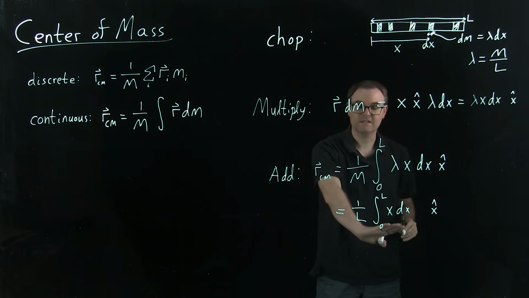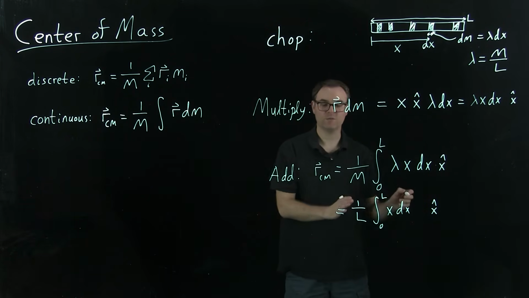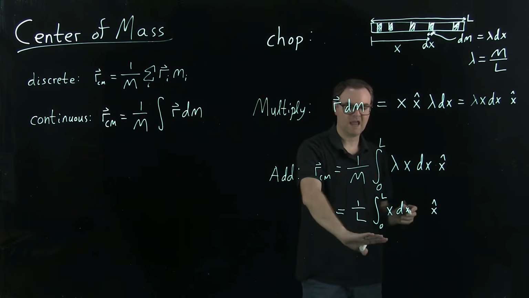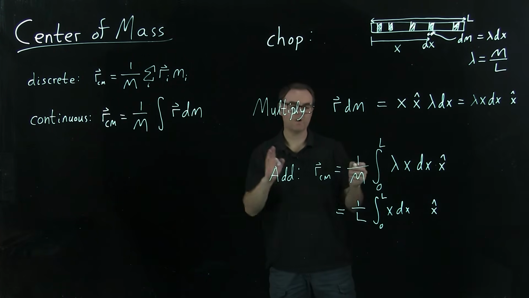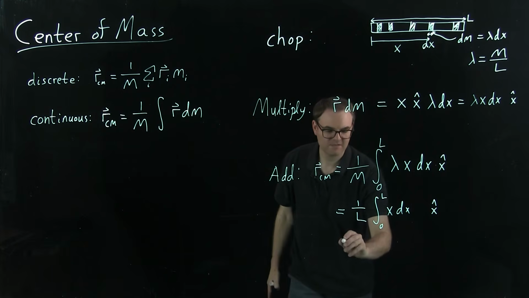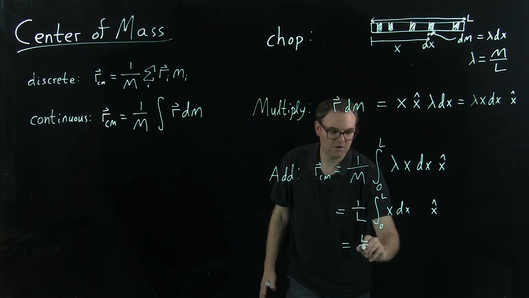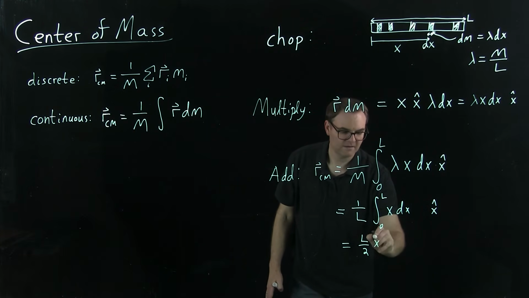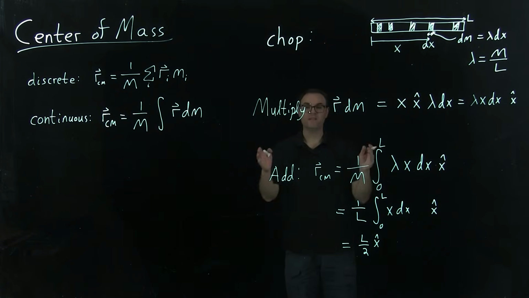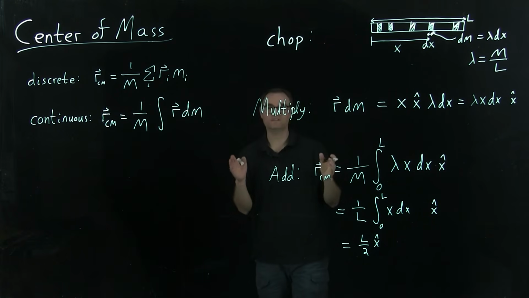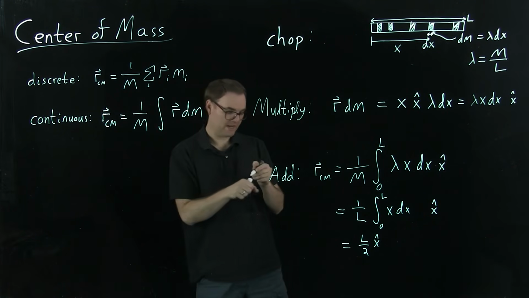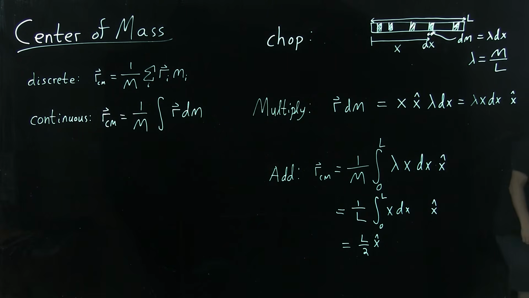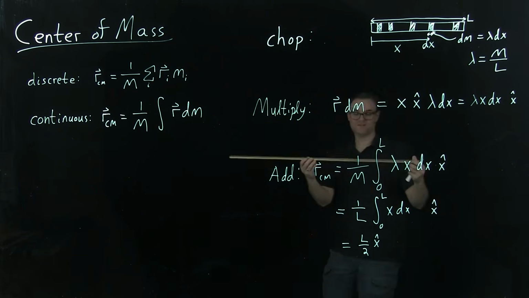This is a relatively easy integral to do by hand. x goes to x squared over 2. Evaluated at the endpoints is going to give me L squared over 2. And then I divide by this factor of L, and I get L over 2. And then my x hat comes along for the ride here. And this now gives me the position of the center of mass for the meter stick, which hopefully doesn't come as too much of a surprise.